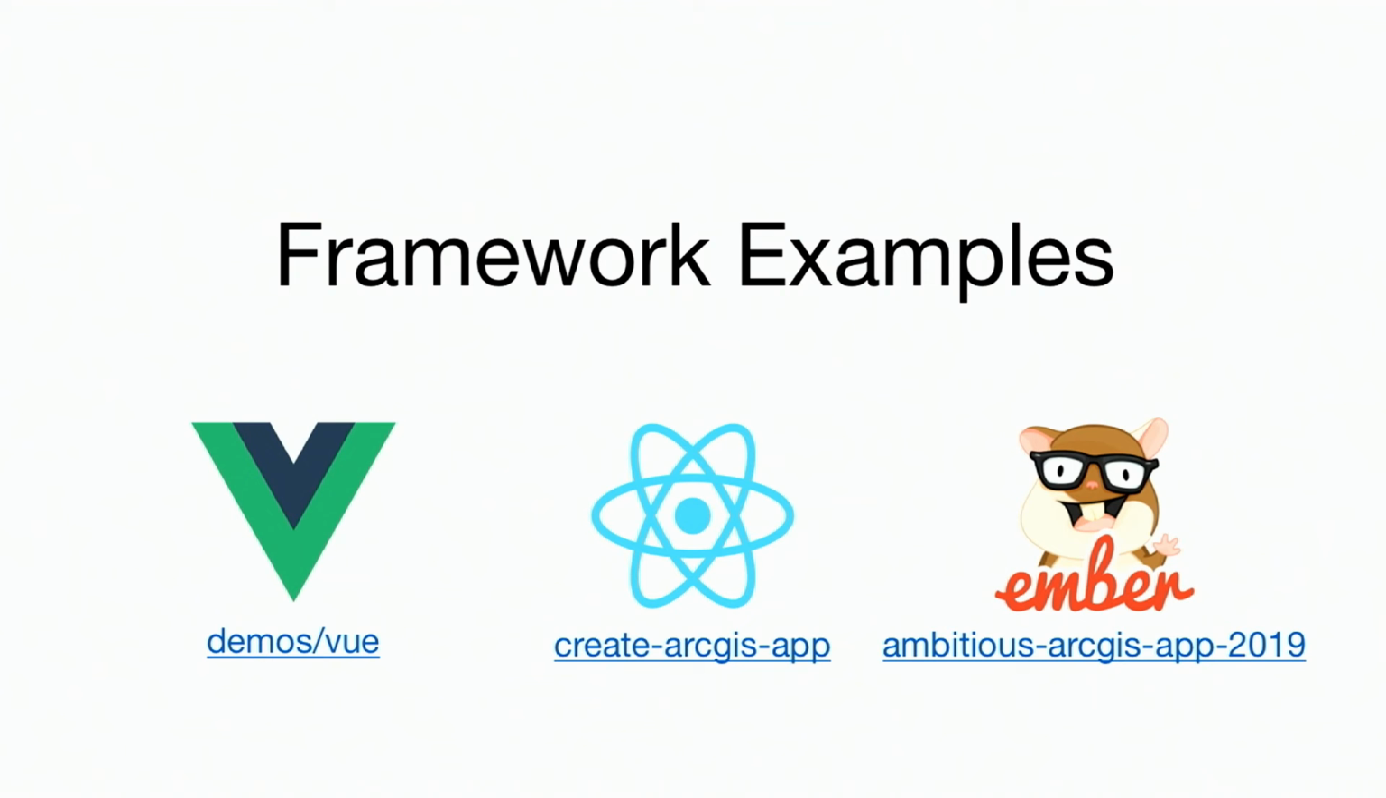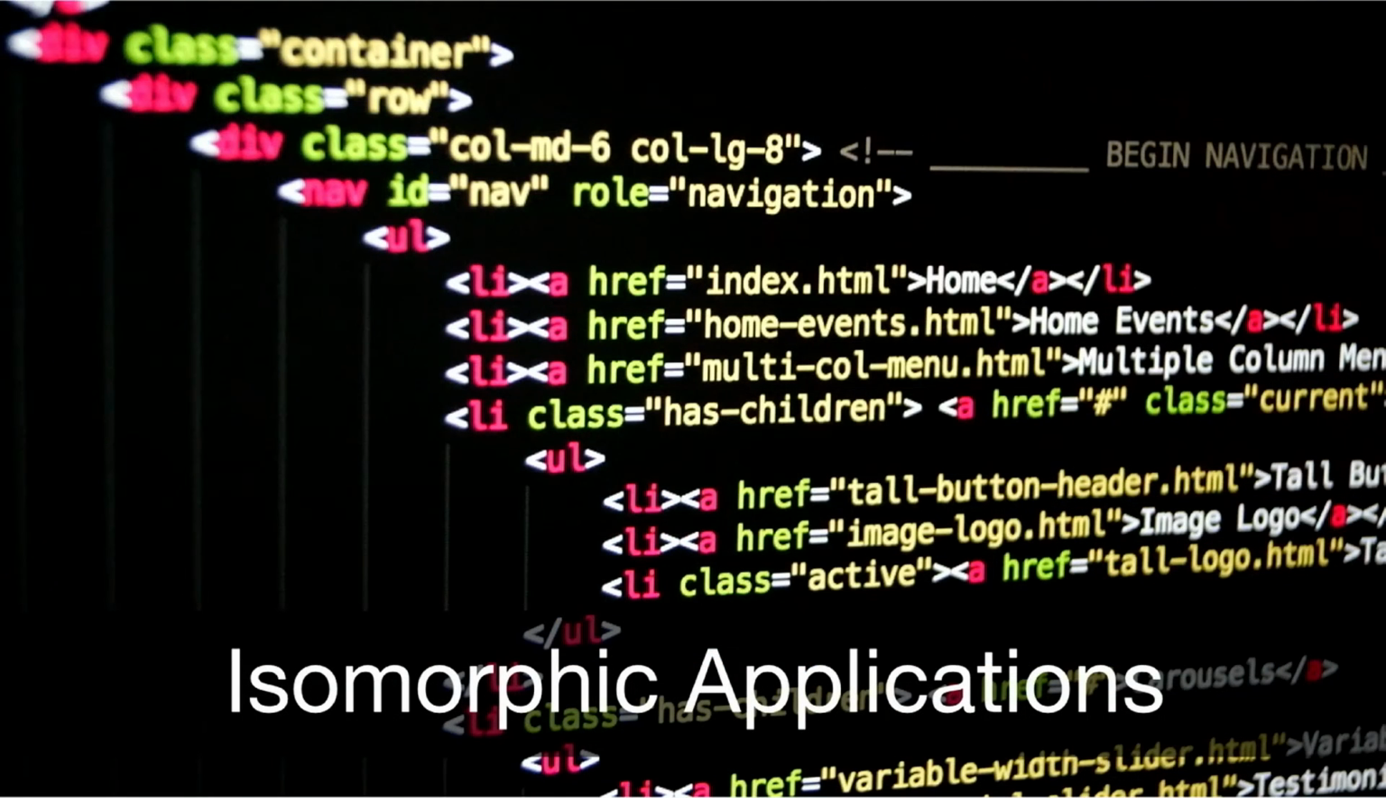So there's a lot of cool examples for frameworks that are out there in the wild. Under the demos folder in the repo is a Vue example that Ian wrote, which was super awesome. He contributed that. And it looks just like the auth example, the official browser auth example. So it's pretty cool. It lets you sign in in a idiosyncratic Vue way. And then I already showed you that create ArcGIS app application. That was the one where you could search for items. That's a React application. And then there's an Ember version of that same application called ambitious ArcGIS apps.